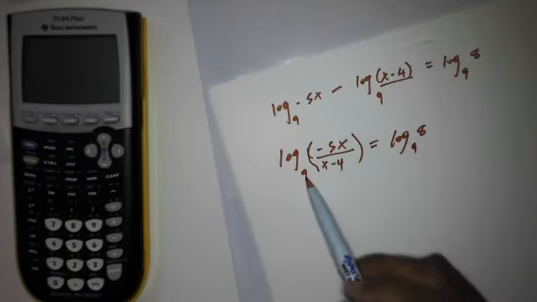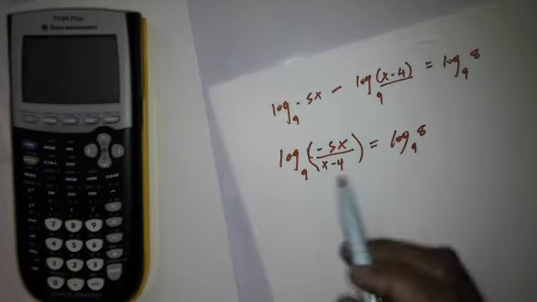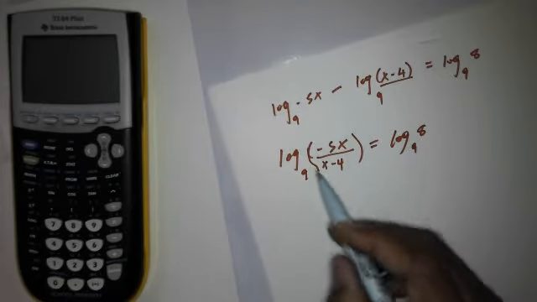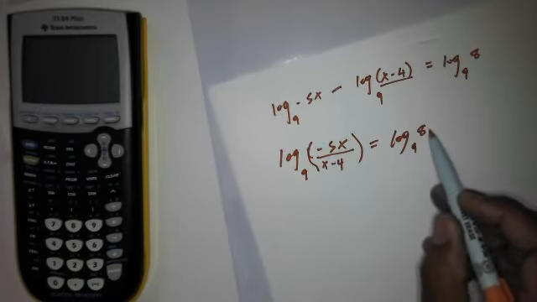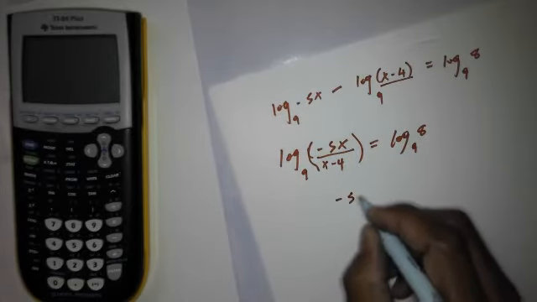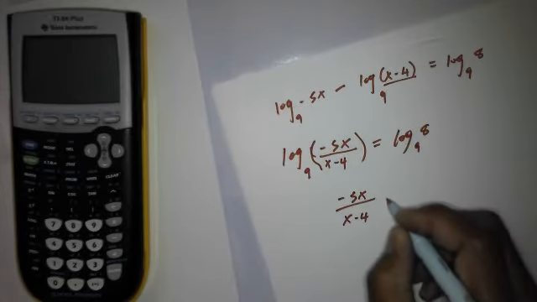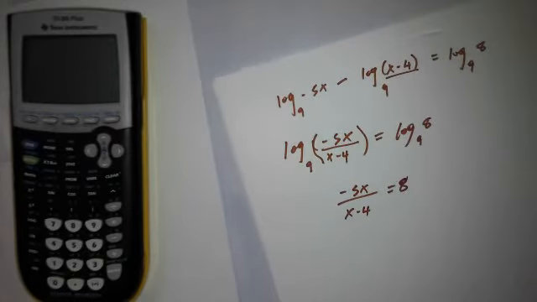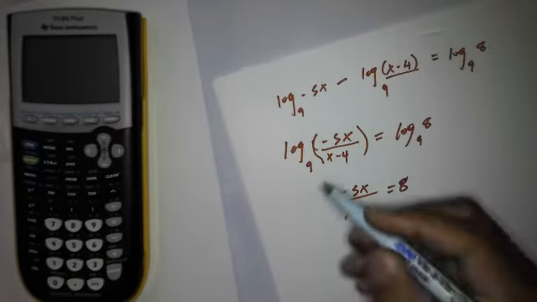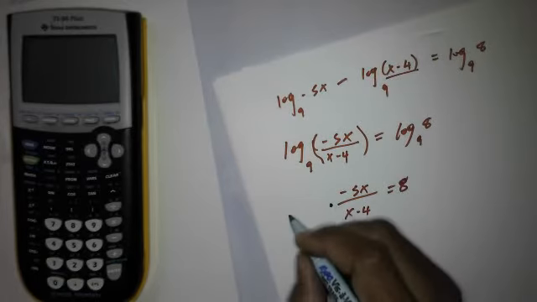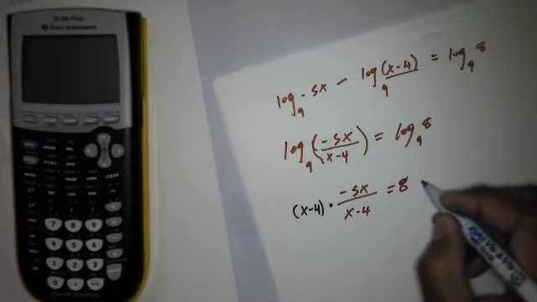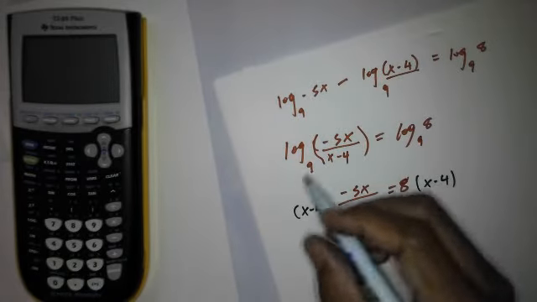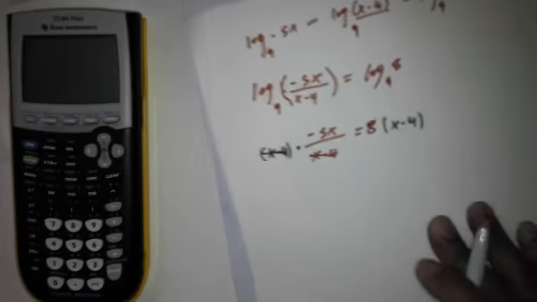Okay, now once the bases are the same as we discussed before, we're going to drop the log and just equate the argument. So this is the argument for this part, and this is the argument for this part. So it would be negative 5x over x minus 4 equals 8. Okay, and then we can go ahead and multiply both sides by x minus 4, which is the content in the denominator. So that's x minus 4, and I'm multiplying this thing by x minus 4, just the same. Okay, so this x minus 4 will take out that x minus 4.